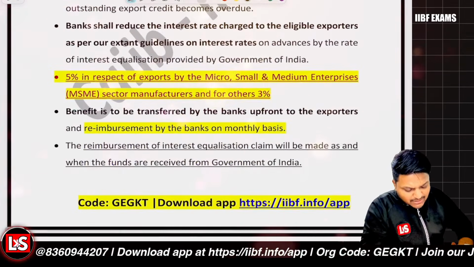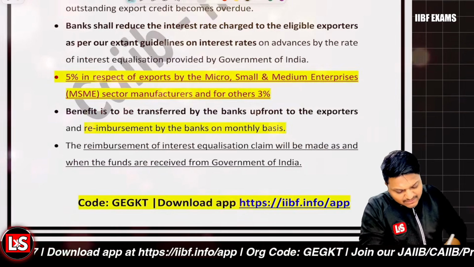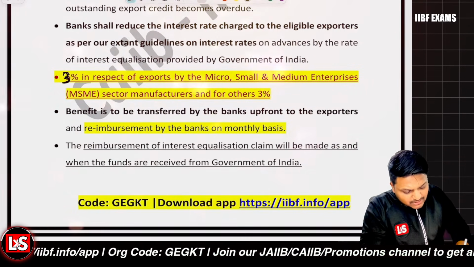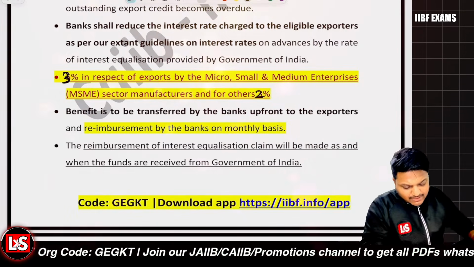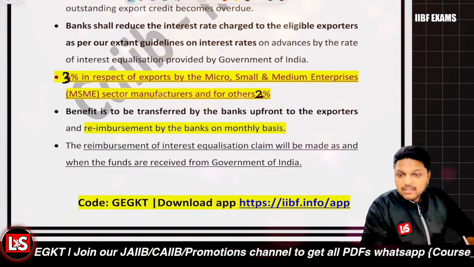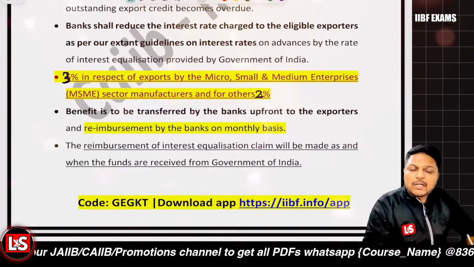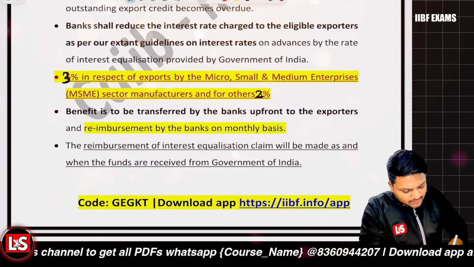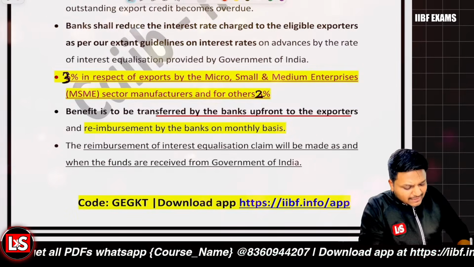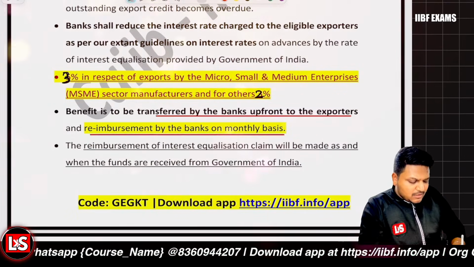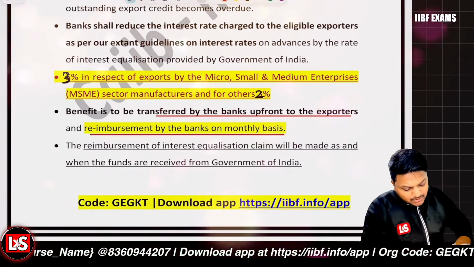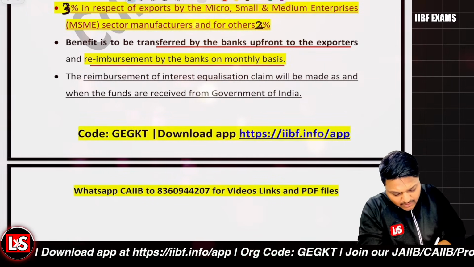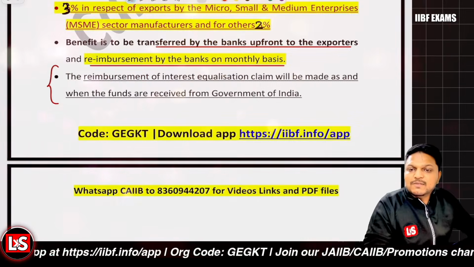And what are the conditions related to it? Like in respect of MSME, it is 3%, and for non-MSME it is 2%. Now this particular criteria is changed, right? And further, the benefit related to the interest subsidies will be transferred upfront by the banks, and the banks may be getting the reimbursement on a monthly basis. The reimbursement claim will be made, and when the funds are received from the government, those will be settled with the banks.